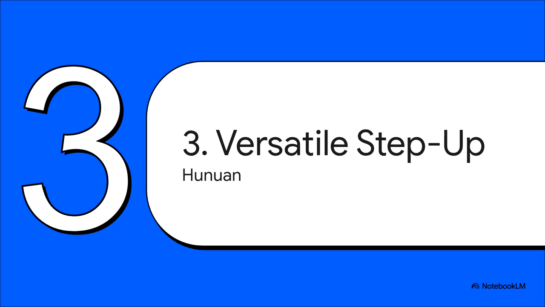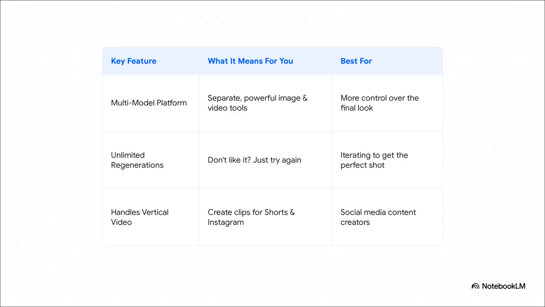Okay, so once you've played around a bit, you're probably gonna want a little more control, right? That's where our next tool comes in, Hunyuan. This is a pretty big step up, both in how versatile it is and the quality you can get. It builds on everything we just learned. The real strength of Hunyuan is that it's a multi-model platform. So what does that mean? It means you get a super powerful, separate tool just for making images, and then another one for turning them into video. That gives you so much more control.